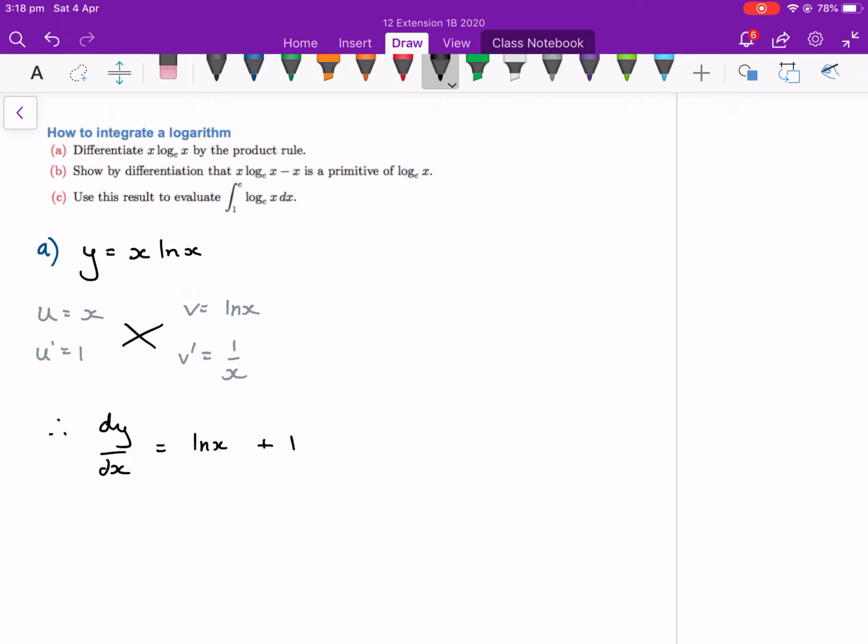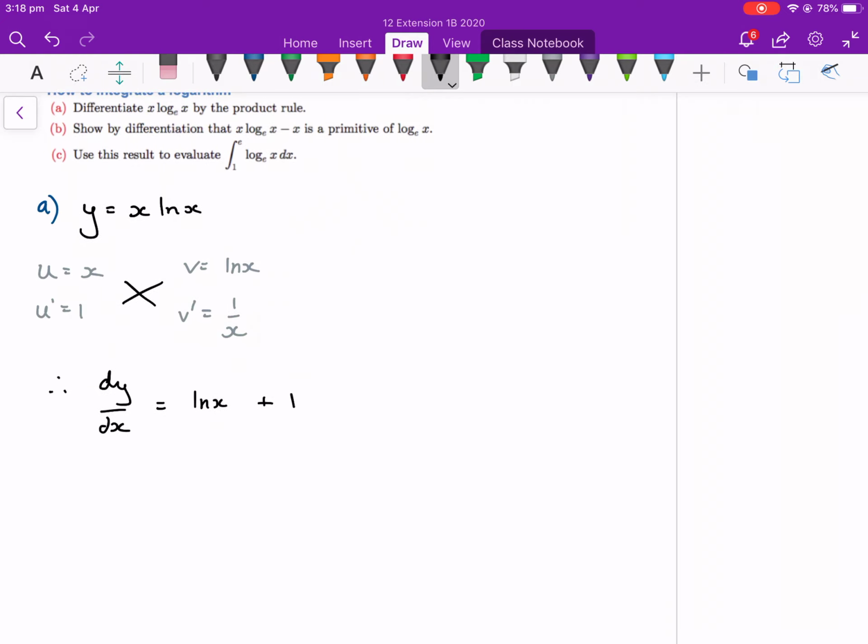So there's our derivative. Now, why this is important, and I suppose a bit of a hint, is that therefore the integral of ln x plus 1 dx must be equal to x ln x. And we're going to use that in part B, because part B says show by differentiation that x log e of x minus x is a primitive of log e of x.